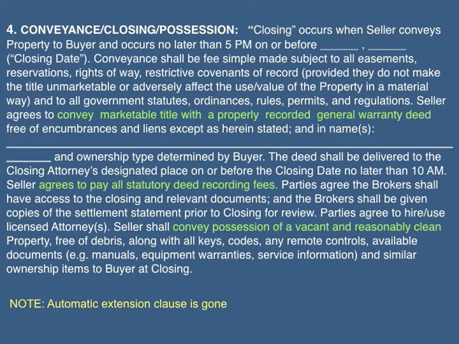Next, we're going to talk about conveyance, closing date. Closing occurs when the seller conveys property to buyer and occurs no later than 5 p.m. on or before. You put a date in there, and that becomes your closing date. If your buyer is getting a mortgage, you definitely want to put at least 4 weeks, probably more like 5 or 6, just to be safe in that spot. Of course, if it's cash, it can be done in a couple of weeks. And the reason I say a couple of weeks is because most attorneys are backed up and it takes them that long to get the title search done and get prepared for the closing.